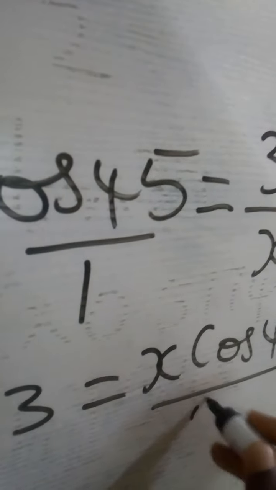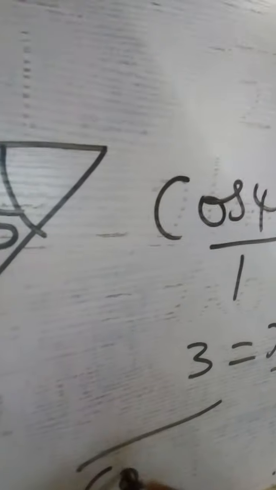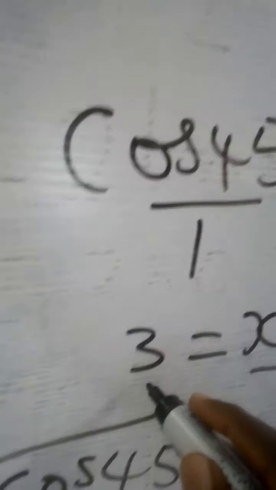So in this case now, as I cross multiply, 1 times 3 is 3. Then x times this, that is x cos 45. So I divide both sides by cos 45, and this also by cos 45. So here, cos 45 eliminates cos 45. Then we have x equals 3 over cos 45.